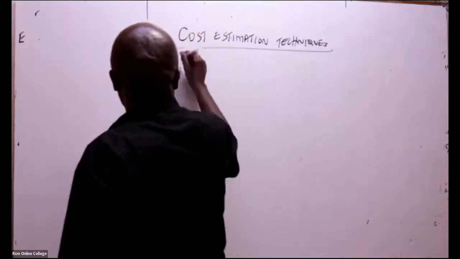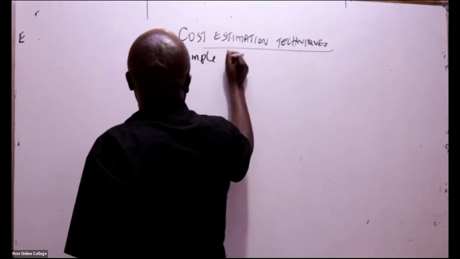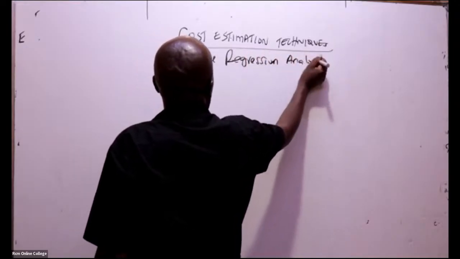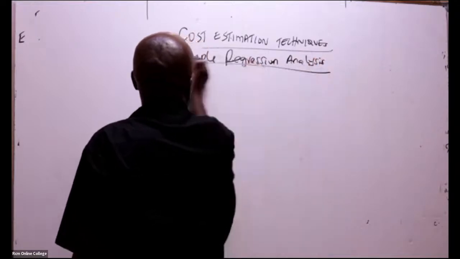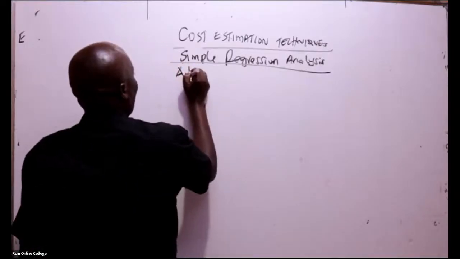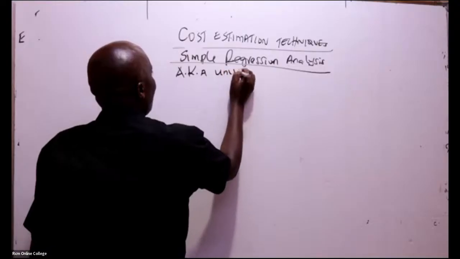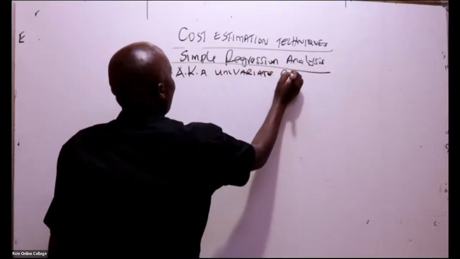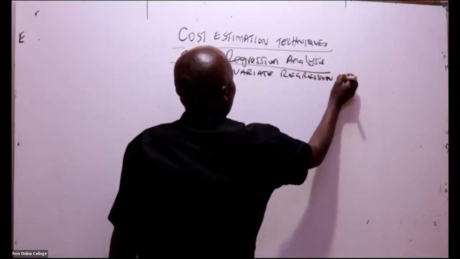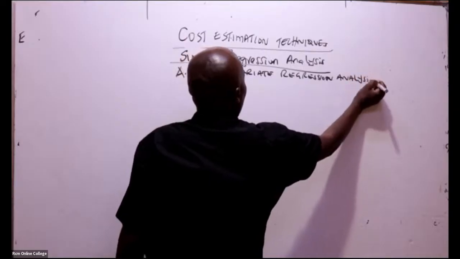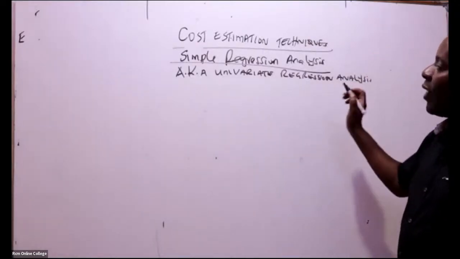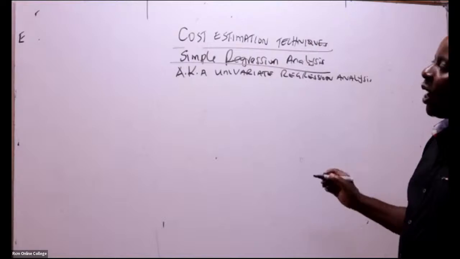So for simple regression, we have here simple regression analysis. So remember that this is also known as a univariate regression analysis. Univariate regression analysis. Uni means what here? Uni means, ladies and gentlemen, one variable, one predictor variable.